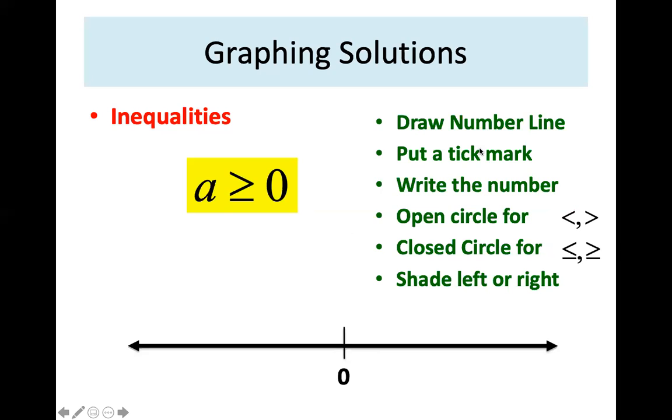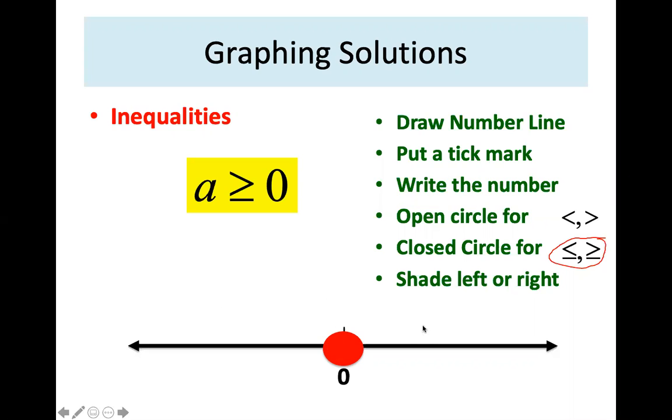Open or closed circle. Well, finally we get to one that is closed. Why? Because it's one of these two. And a closed circle means that that number, in this case 0, makes it true. Notice, if I put 0 in for A, 0 is not greater than 0, but it is equal to 0. So open circle for strictly less than or strictly greater than. And if it's less than or equal to or greater than or equal to, it's a closed or shaded circle.